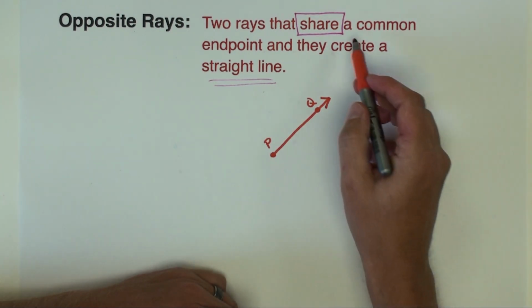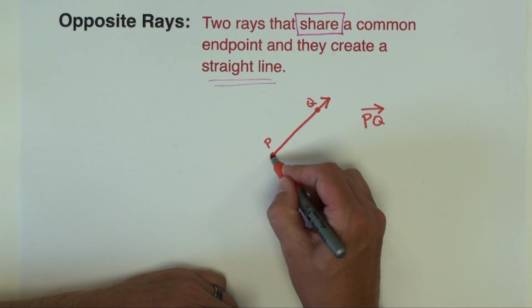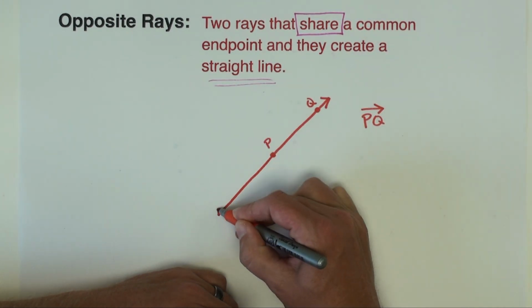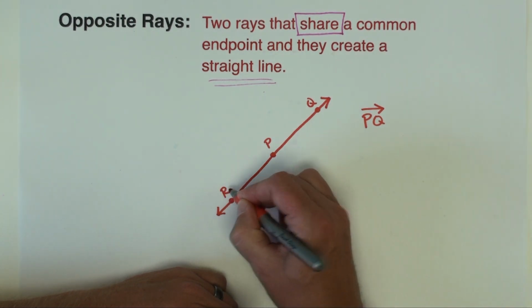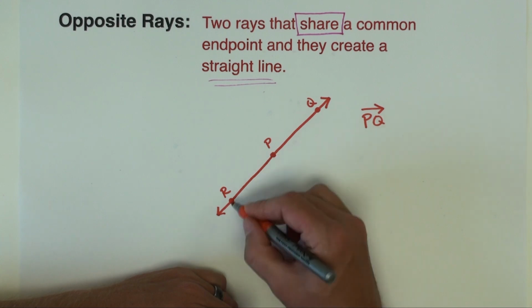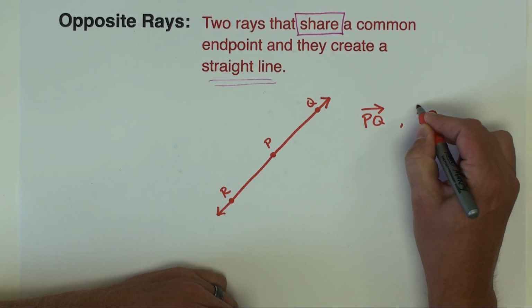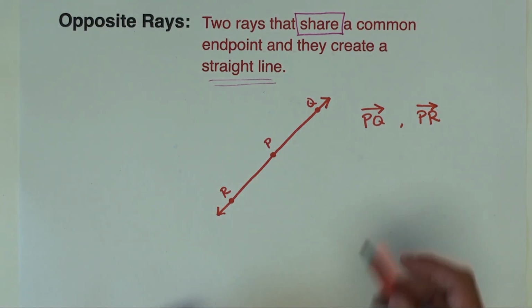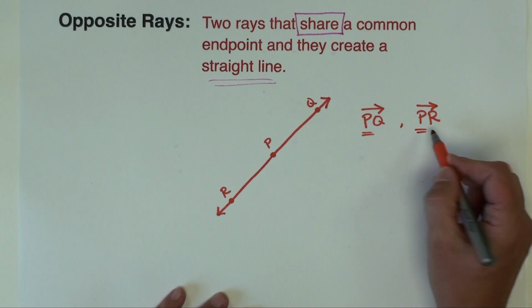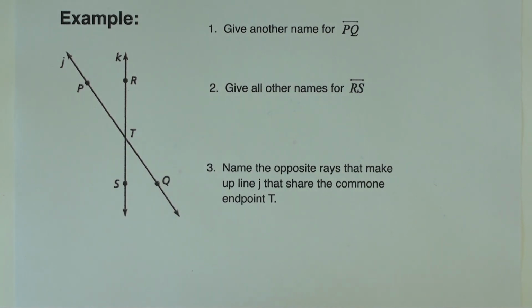And then we need another ray that goes in the opposite direction. It has to go from the same endpoint, they're going to share it. So from point P, we need another ray. I could call this point R. So now we have ray PR. Okay, so there's a pair of opposite rays. They both share this point P, and they go in opposite directions from that point P and make a straight line.